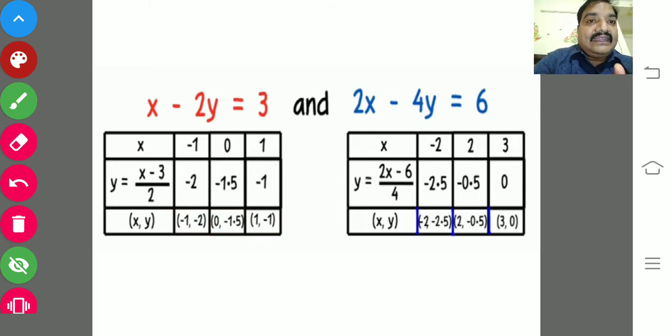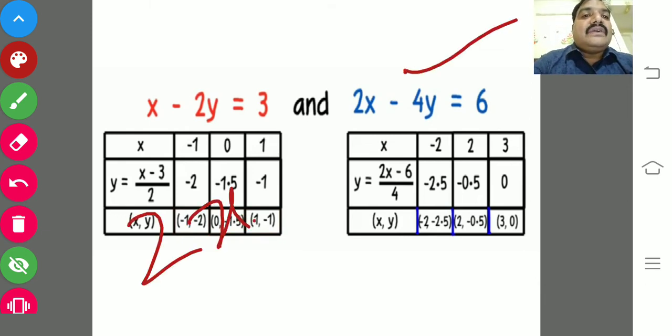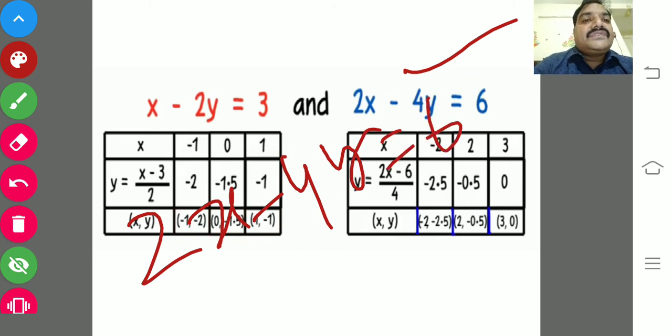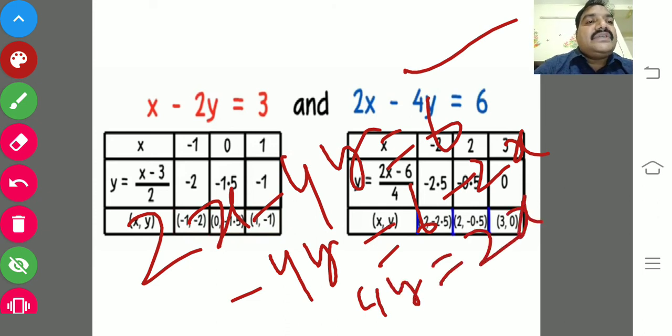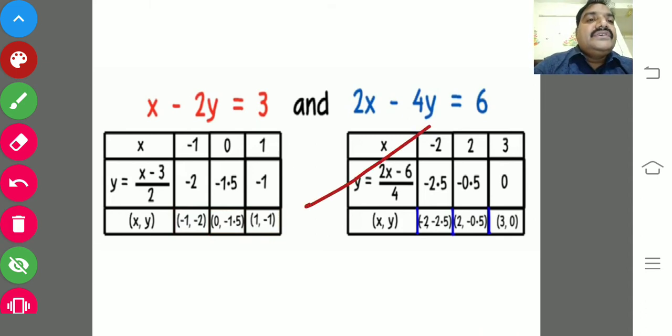Otherwise, even after solving, you won't get the proper answer. So this is very, very important. And the second equation, 2x minus 4y equals 6. So 4y equals 6 minus 2x, and the minus will become a plus when you multiply with minus 1. So the minus 2x will become plus 2x, and minus 6, and y equals (2x minus 6) by 4. Yeah, so y equals (2x minus 6) by 4.